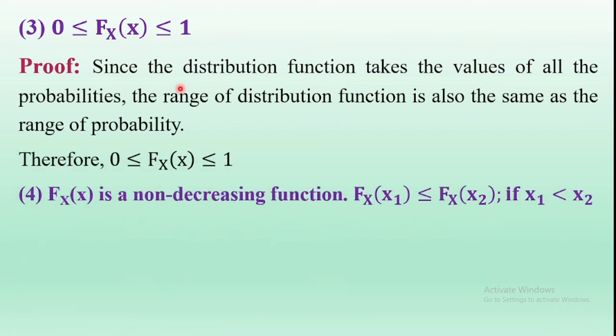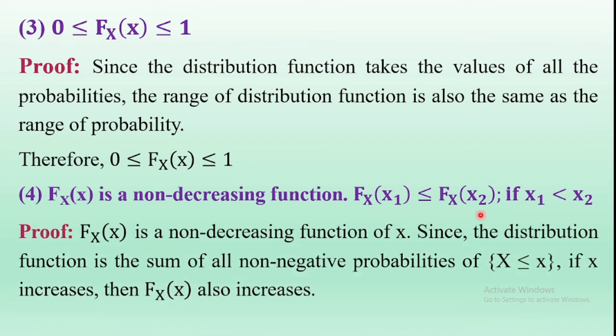Next, the fourth property: the cumulative distribution function F_X(x) is a non-decreasing function. That is, if x1 < x2, then F_X(x1) ≤ F_X(x2). Now coming to the proof, F_X(x) is a non-decreasing function of x, since the distribution function is the sum of all non-negative probabilities of the event X ≤ x.